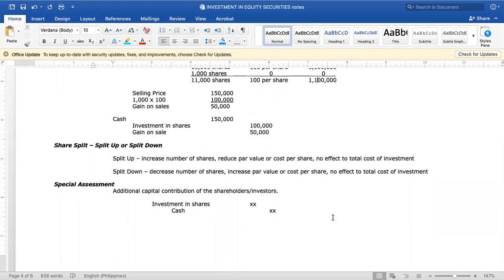Okay. Also, special assessment. What is special assessment? On the part of the investor, this is considered as additional capital or additional capital contribution of the shareholders or investors. So basically, magdugang lang sila. Okay. So the entry is, di ba? So that's, kumbaga mura sa nagpalit o an additional investment or nagdugang sila og investment for that corporation. So that's investment in shares, debit, credit cash.